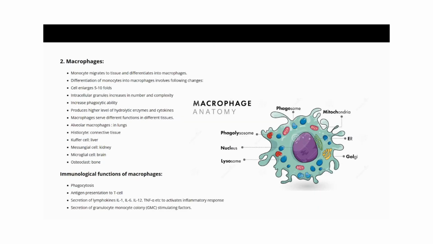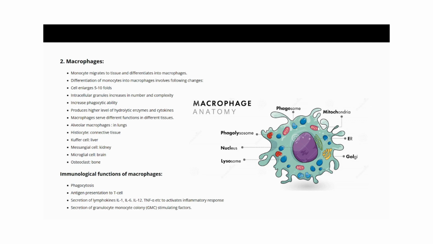Next, coming to the macrophages. What are macrophages? As we have discussed, these are monocytes which have migrated into the tissue. So what are the changes in the monocytes that they become macrophages? Generally here you can see the size of this monocyte. After becoming a macrophage, it becomes enlarged, multifold, 5 to 10 folds.